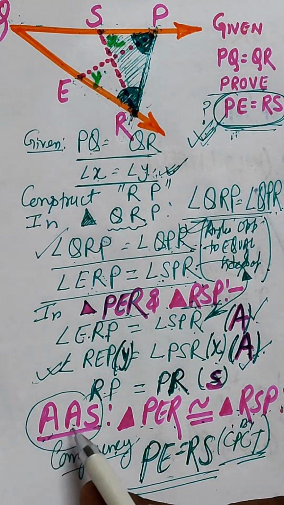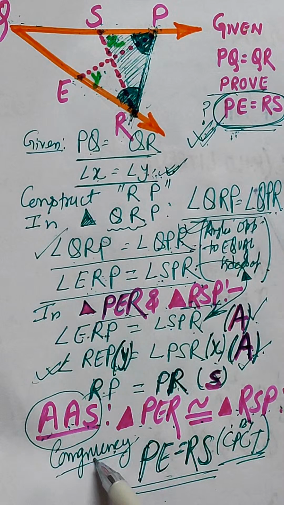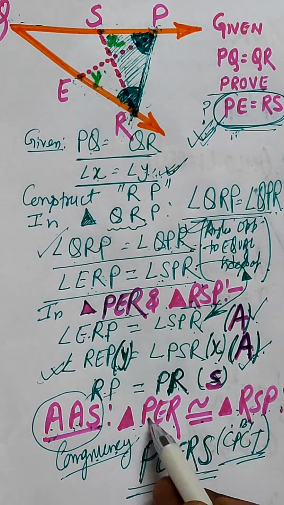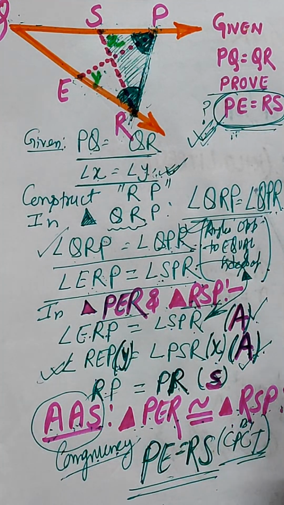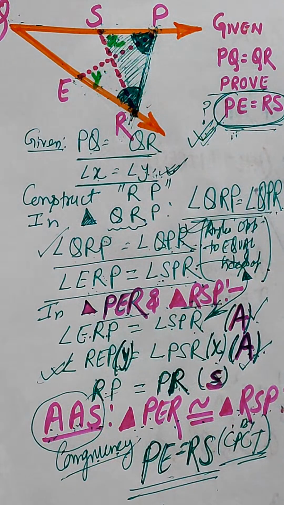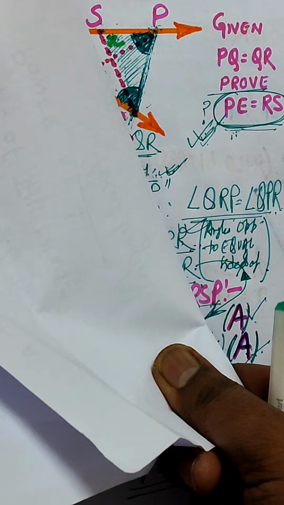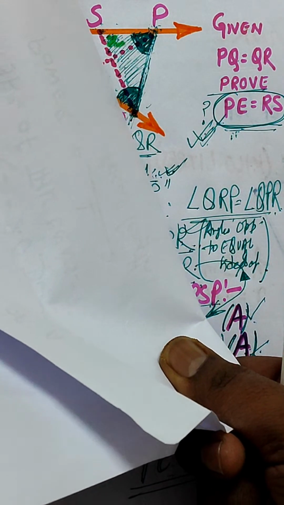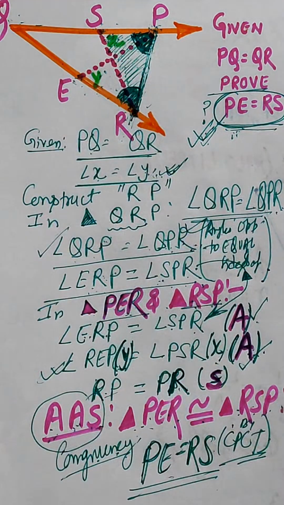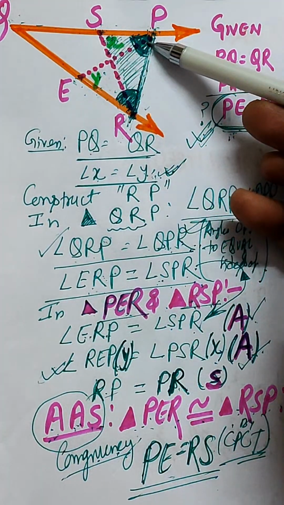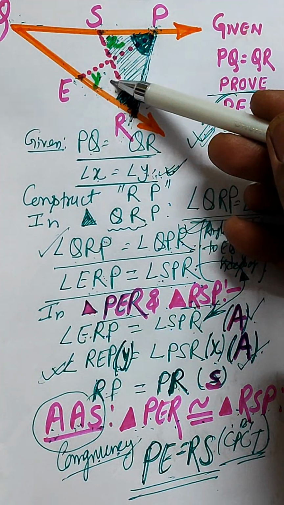So by AAS congruency criteria, that is angle side congruency criteria, we can say triangle PER, which triangle is that? This one, whatever is left with you, is congruent to the green triangle, right? This one. What is that? That is triangle RSP. You can see RSP. So these two triangles are congruent.